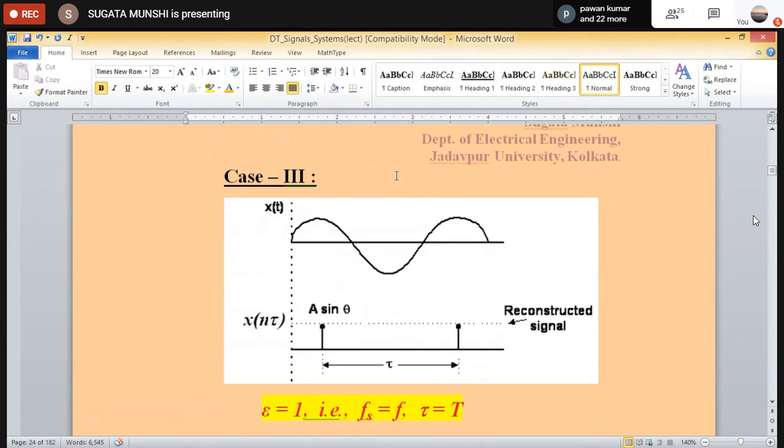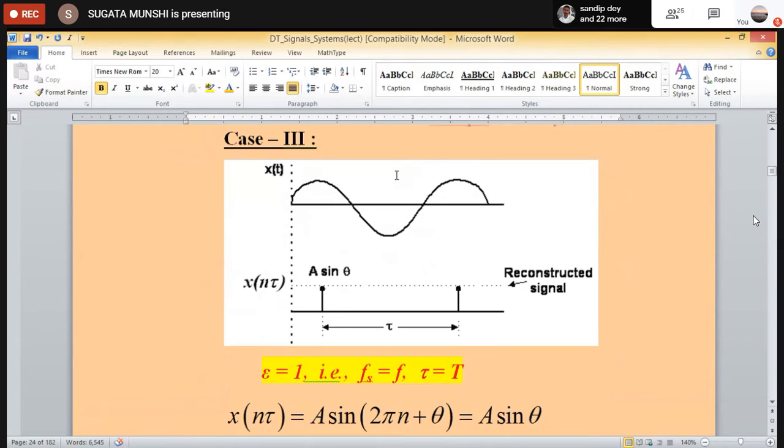When Fs is exactly equal to f, that means tau is equal to capital T, epsilon is 1. Then if you substitute epsilon equal to 1 in the expression for x and tau, you will find that x and tau will come out as A sine theta for all values of n. That means, what information will x and tau represent? It will represent a DC signal.